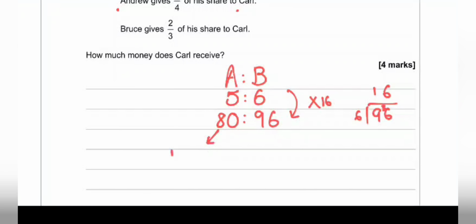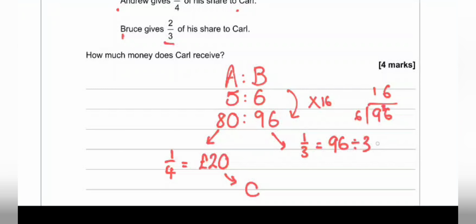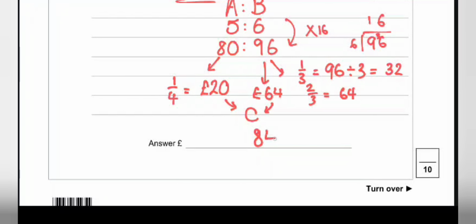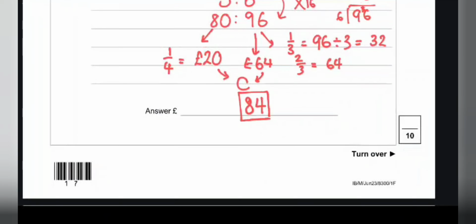Now we can move on to giving some of the money away to person C. So a quarter of 80 goes to person C, a quarter of 80 is 20, and 2/3 of 96 goes to C as well. So when we're finding a third, first of all, we're just dividing by 3. Again, we can use the bus stop method for this. And then 2/3 of it would be double 32, giving us 64. So now all we need to do is add the two amounts that Carl, person C, was given. 20 plus 64 gives us £84. Lots to do there, but if we take it a sentence at a time, no problem whatsoever.